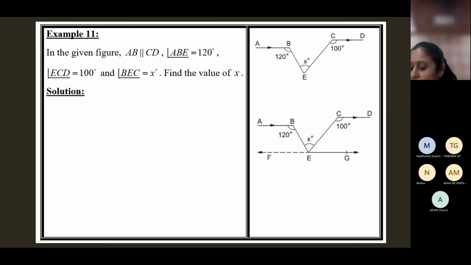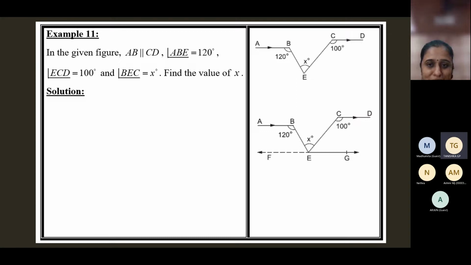Has anyone found the value of x? Yes, ma'am, it's 40 degrees. How much is it? 40 degrees, ma'am. Okay. Madhumita, can I give somebody else a chance to express? Yes, ma'am, no problem. Anybody else? I heard somebody else giving out the answer. Ma'am, I too got 40 degrees. Tanishka, please tell us. How is it 40 degrees?